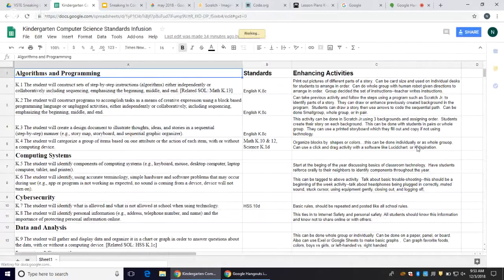I went ahead and put that in, and then I put different enhancing activities in it afterwards. For example, the student will conduct sets of step-by-step instructions, algorithms, independently or collaboratively. When you do something like this, I would do this as a whole group first. For example, we're telling the story of Goldilocks. Do you all know Goldilocks?